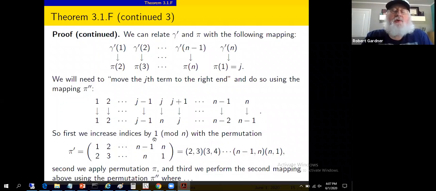All right. So here's what we're going to do. First, we'll increase the indices by 1, mod n. So we'll map 1 to 2, 2 to 3, n minus 1 to n, and n back around to 1. That can be accomplished with a cycle. A cycle can be written as a product of these permutations. We're going to need to know how many permutations there are here because we're going to need to know sigma of this permutation, which I've called pi prime.